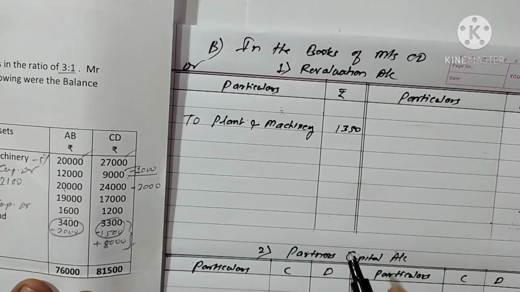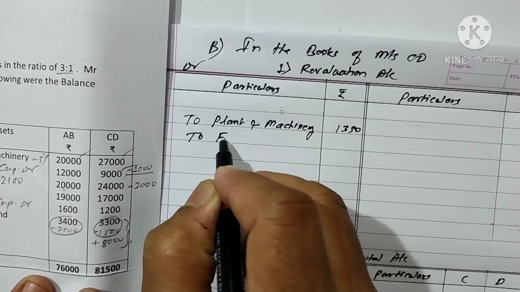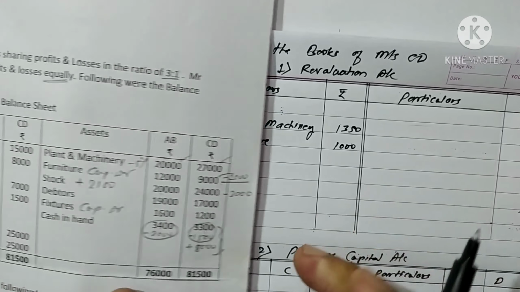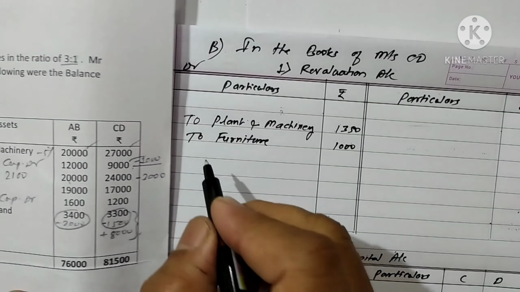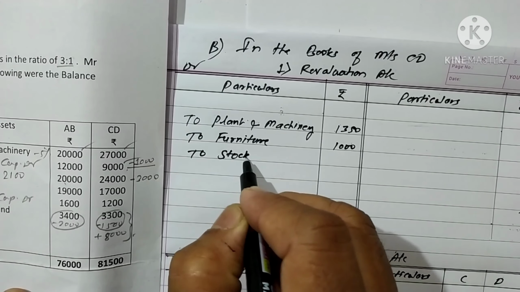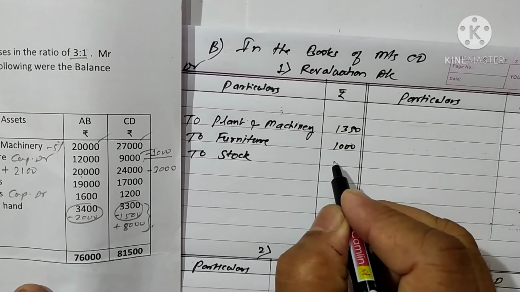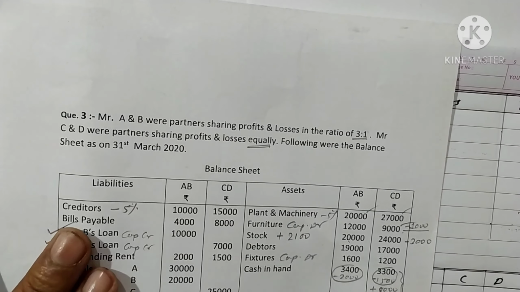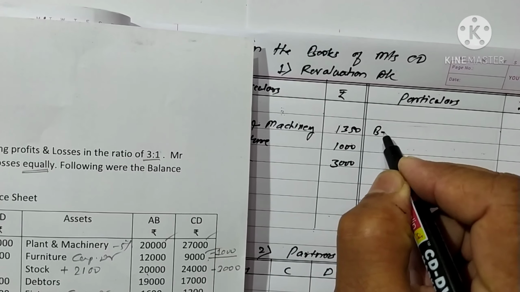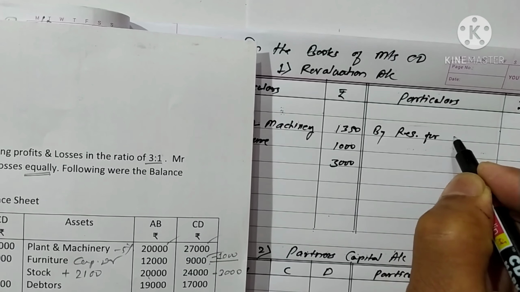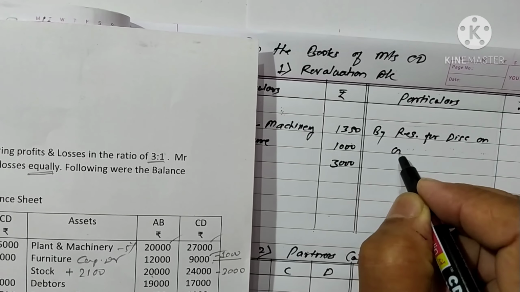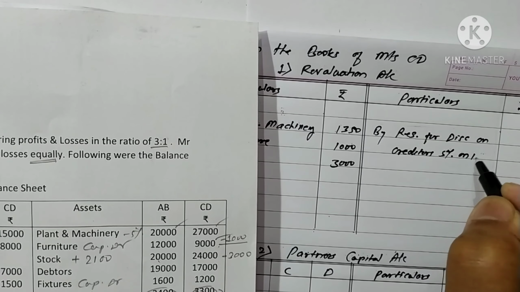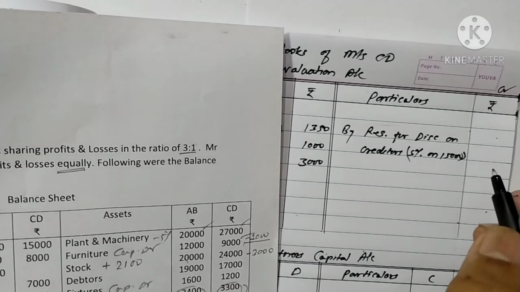Next is furniture, decrease by 1,000. Right here it is to furniture, rupees 1,000. Next is stock decrease. We write it on debit side to stock, rupees 3,000. Now on credit side, liabilities side, creditors, we write it on credit side by reserve for discount on creditors, 5% on 15,000, it comes 750.